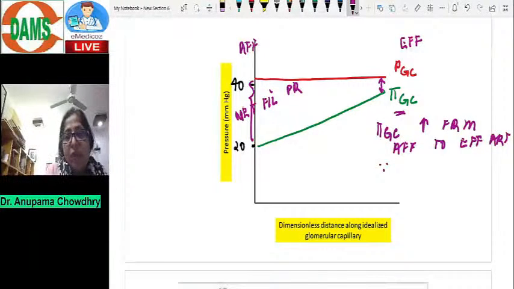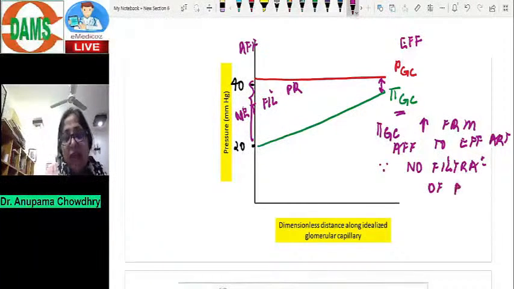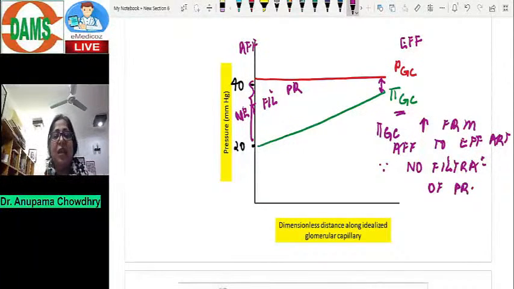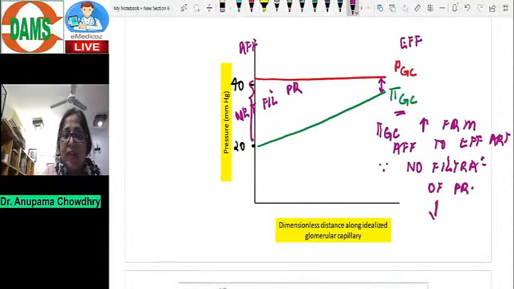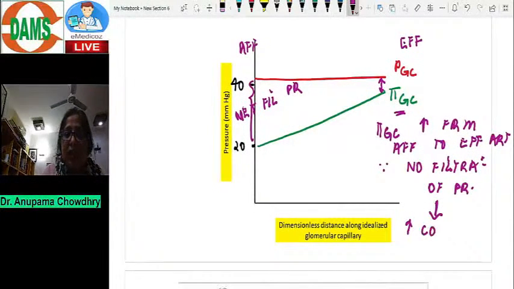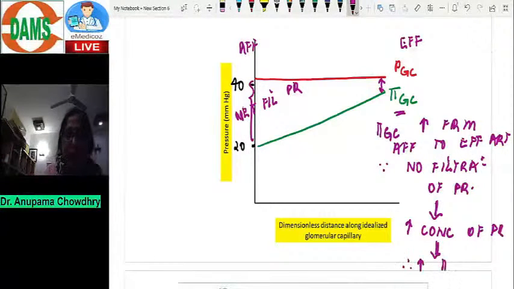because there is no filtration of proteins. Everything else is being filtered except proteins. So this causes an increase in the concentration of proteins and therefore increases the pi GC, colloid osmotic pressure.